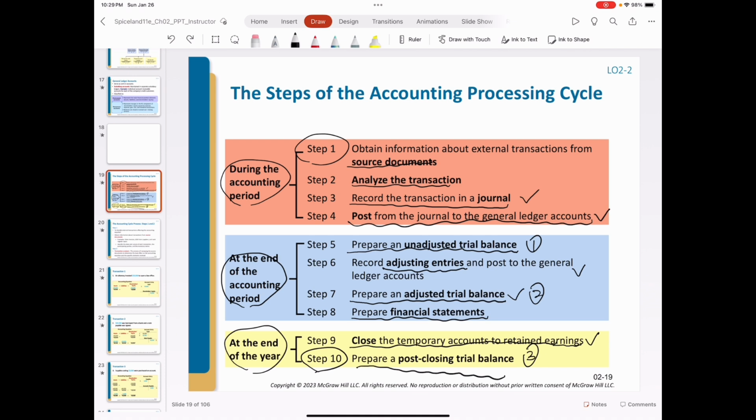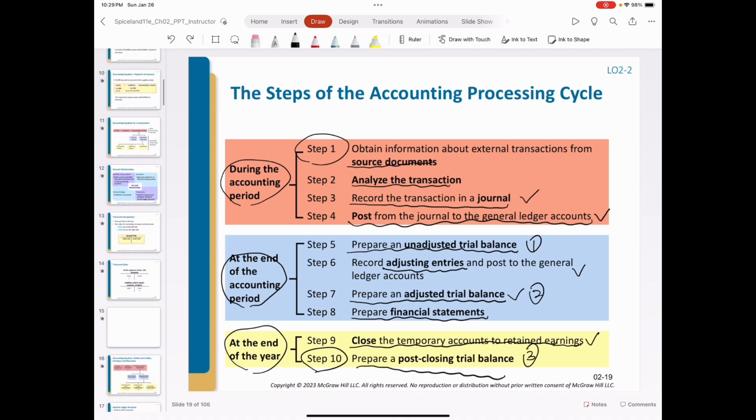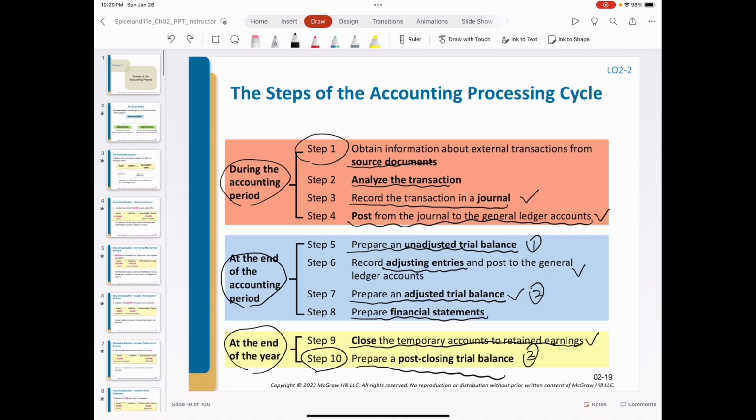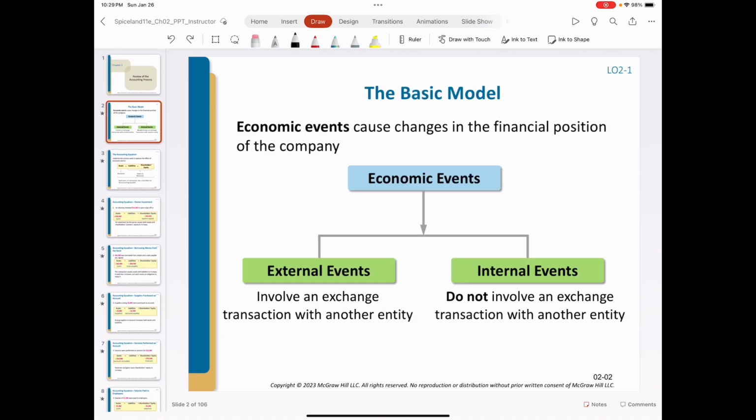Before we start analyzing transactions or events, let's first categorize all the events or transactions. All the economic events can be classified into two categories. One is external events. In accounting, events and transactions are equivalent. These external transactions or events relate the company to other entities or individuals.